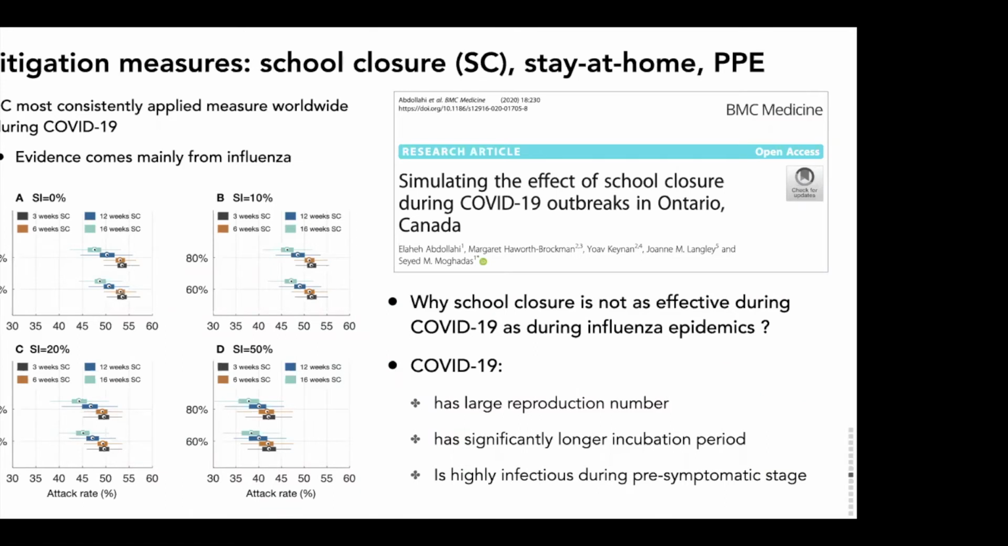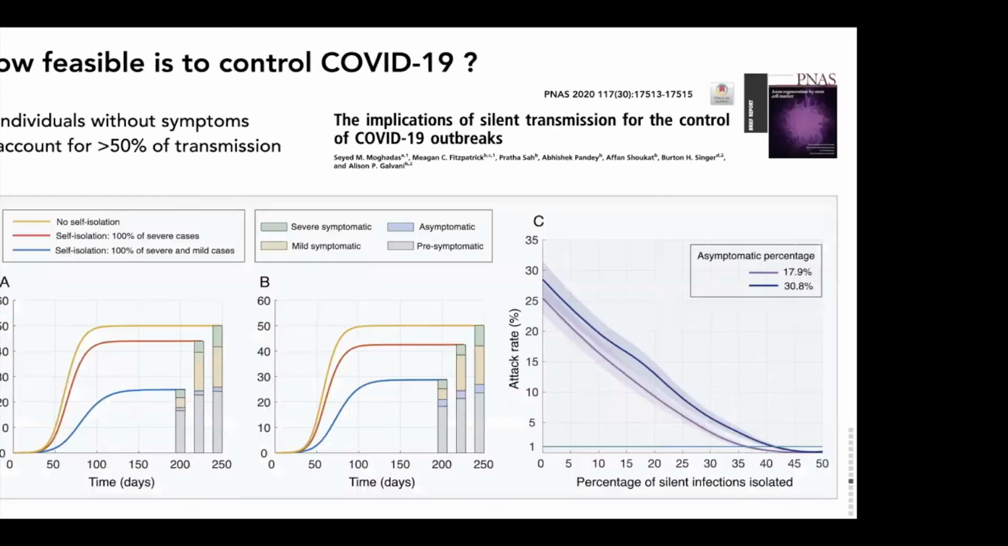Incubation period for influenza is generally between 1.5 to 2 days. For COVID, it is between 5 to 8 days. And the key factor that I highlighted previously is that COVID is highly infectious during the pre-symptomatic stage. Influenza has a pre-symptomatic stage, but is less infectious compared to its symptomatic stage. And these are really key characteristics of COVID that are important in understanding the effect of different interventions, and highlighted that school closure is not as effective as we may expect.